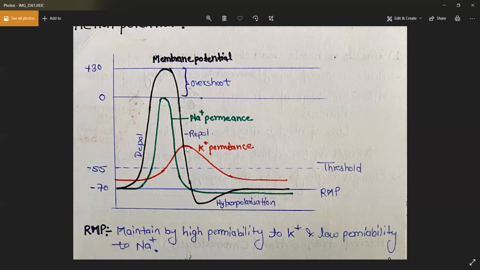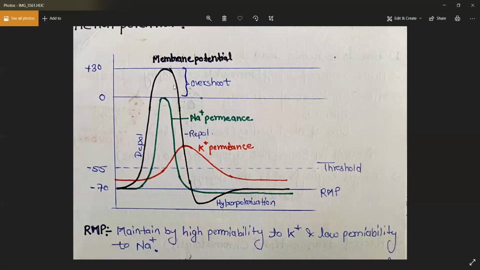So if Step 1 asks you, they won't give you this diagram, they will give you just this figure, the graph of the action potential. They will ask you at what point on this graph the permeability of the potassium is maximum. So you will choose this point, and the permeability of sodium will be maximum at this point. Very important to note the permeability. They will ask you this.